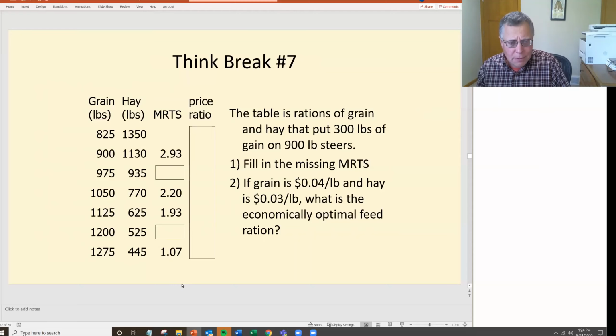But here's the marginal rate of technical substitution. How do you calculate this 2.93? What would be here? Same thing. How would you fill in this next MRTS? And then the price ratio. How do I figure out how much grain and how much hay to feed my cattle? If grain is 4 cents a pound and hay is 3 cents a pound, what is the economically optimal feed ration? I would recommend labeling which one is X and which one is Y so you get the price ratio right, and then do your MRTS, calculate the price ratio, and figure out where the economically optimal feed ration is. We'll come back in a second.